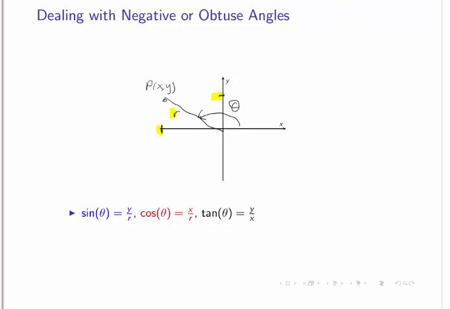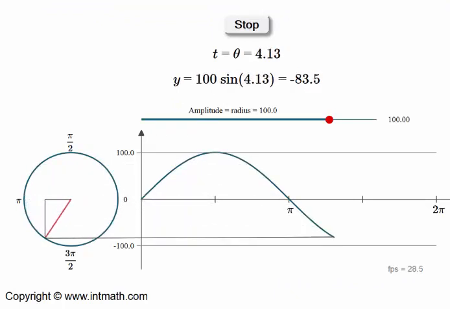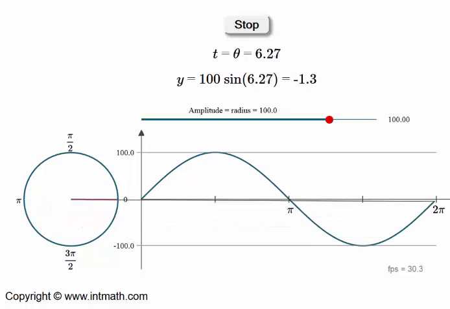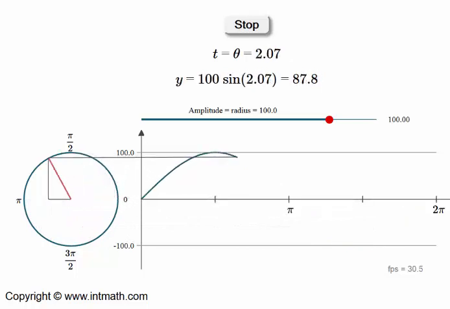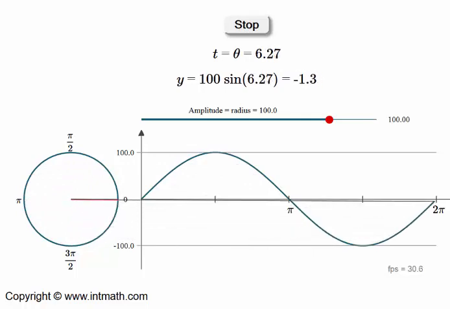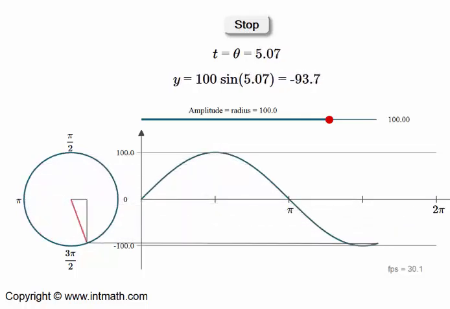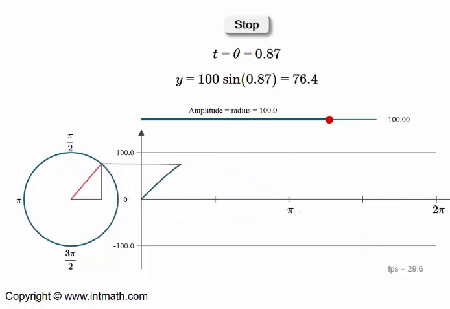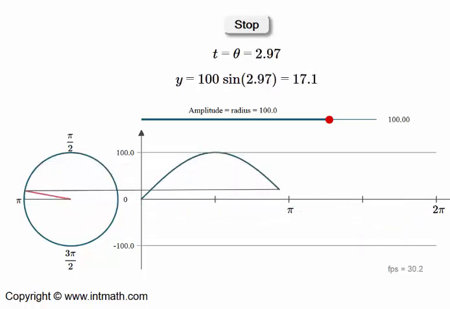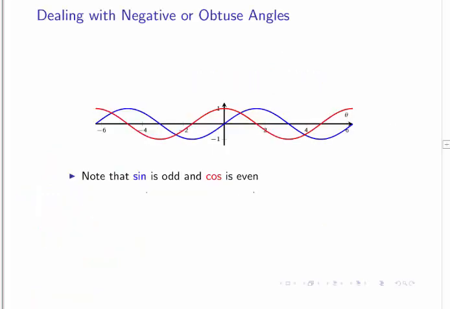If we want to, we can extend this idea to look at an animation of what happens as we move around the unit circle. Here we see the angle going from 0 to 2 pi, and the y-coordinate is plotted out on the right hand side of the animation. Notice the radius of the circle is 100. So what we're getting is a graph of y equals 100 times the sine of the angle. And so here we see the plot of sine and cosine.